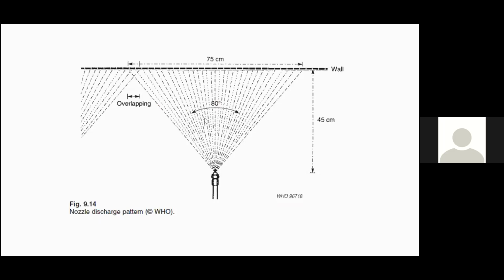And when we actually spray in the program, we give an overlap of about 5 centimeter, so there is no gap in between the two swaths. So they recommend that an overlapping of 5 centimeter is being done.